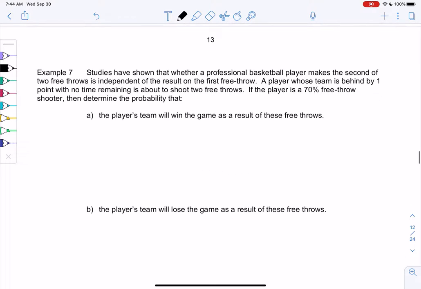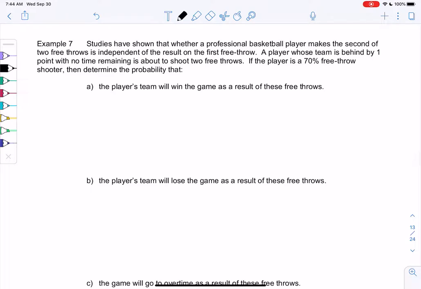So let's look at one more example. Studies have shown whether a basketball player makes the second of 2 free throws is independent of the first free throw. So this is saying that the probability for the first one is the same as the probability for the second one. It's not changing. Like, again, when we were grabbing those freshmen and sophomores, the probability changed. So this one is saying the player has a 70% chance of making a free throw, basically regardless which free throw it is. It's always 70%. That's what the independent is telling me. There's no change in that percent.